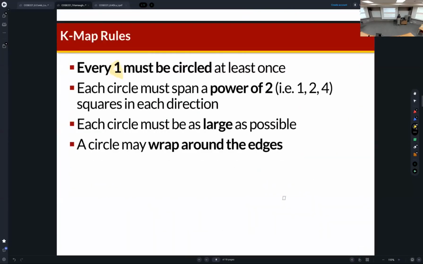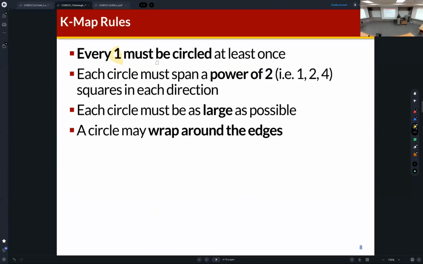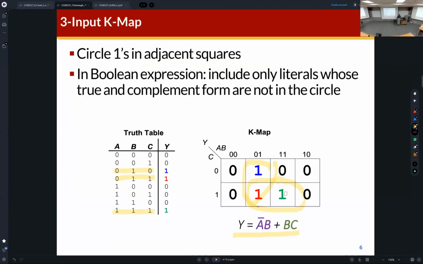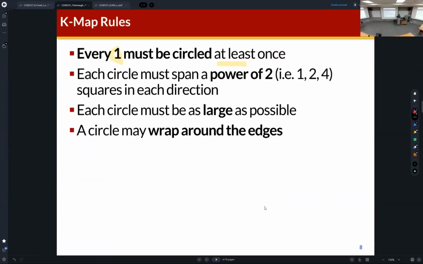So you need to know that every one must be circled at least once. So at least two. If we see this one, you know this one can be shared by this group and another group. So one can be shared by multiple groups, but we can remember that every one must be circled at least once. Okay, it should be included.